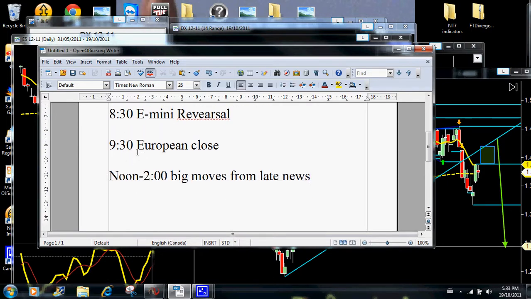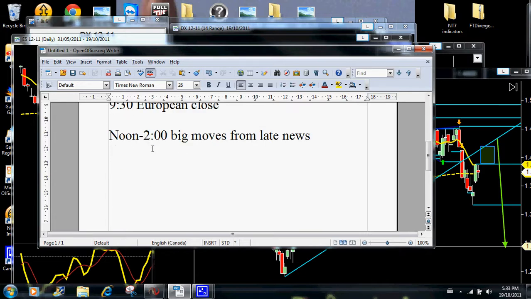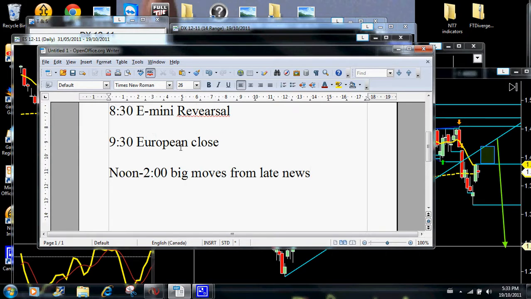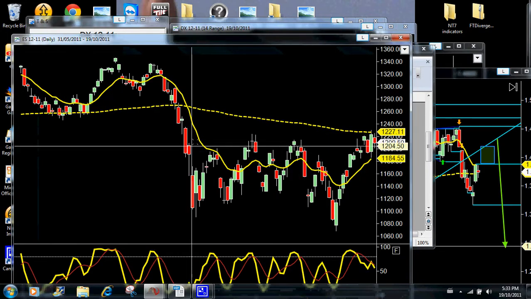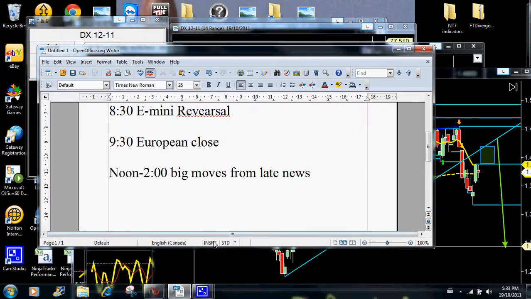9:30 European close. All the big European firms are closing out their positions for the day. We should see another reversal again. From noon our time, or 2 o'clock New York time, to 4 o'clock New York time, the only big moves typically we will see will be from late news coming out, unless they just really want to move the volume, get the day candles straightened out for the day on low volume. That's a good time for them to do that.